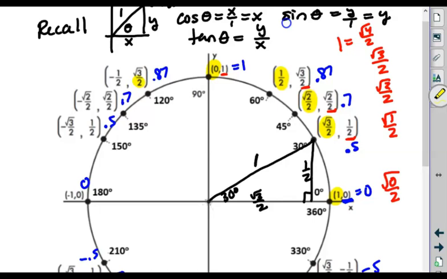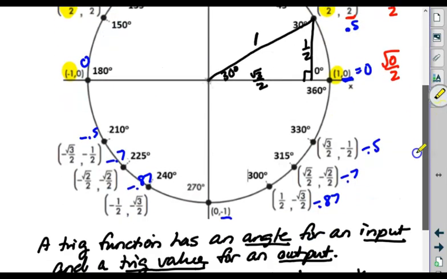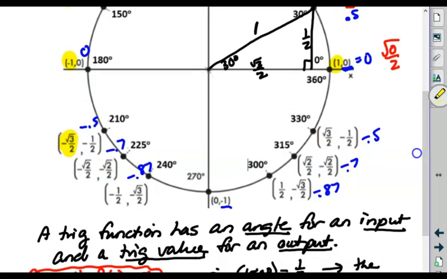So if I go through and highlight all my x values, now we see they're negative in quadrant 2. All right, we go into quadrant 3. My x values are still negative, 0.87, 0.7, 0.5, and then 0, but they're all negative, and then 0.5, 0.7, 0.87, back up to 1.